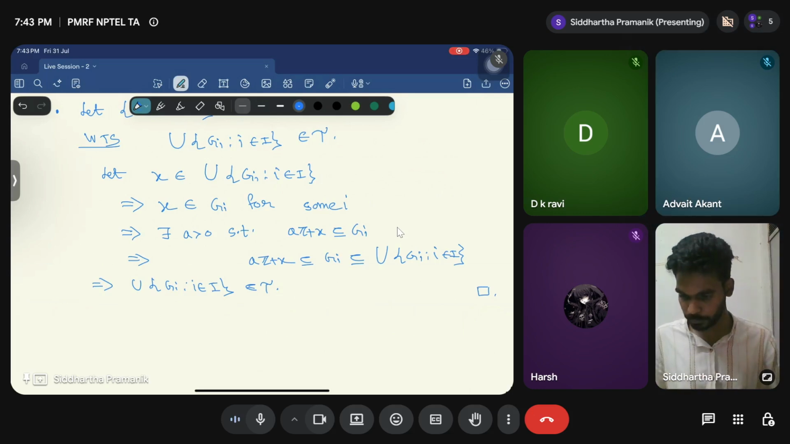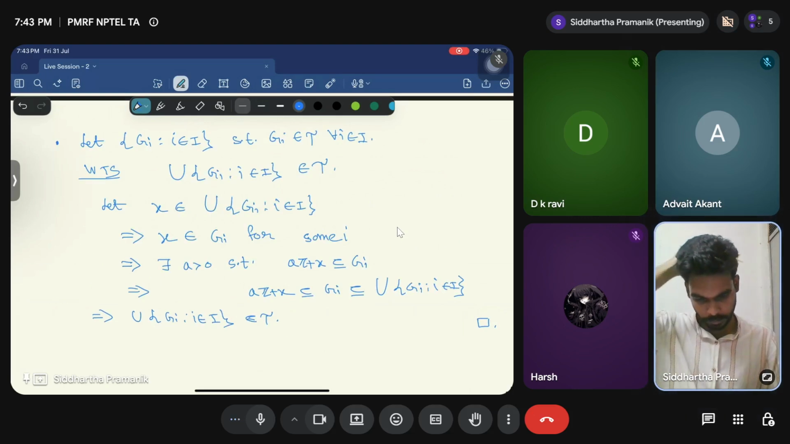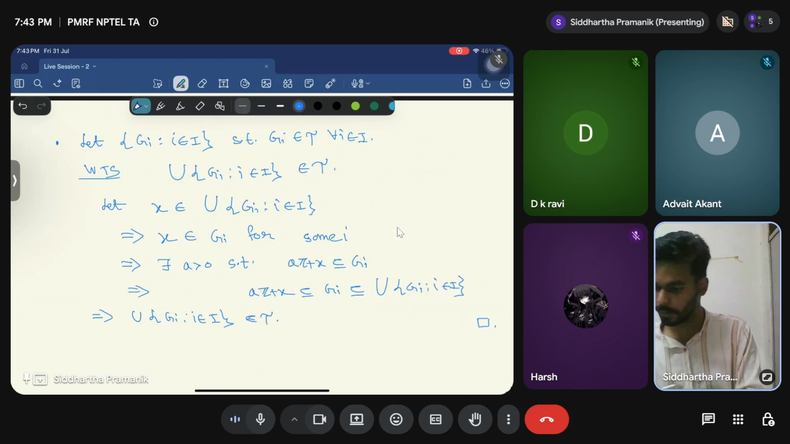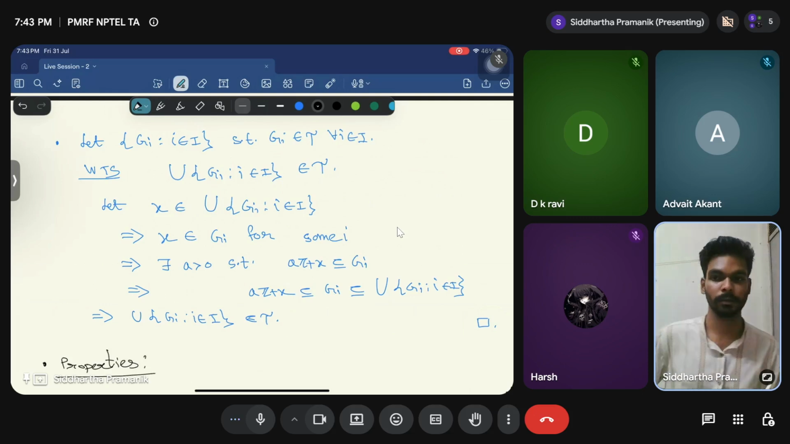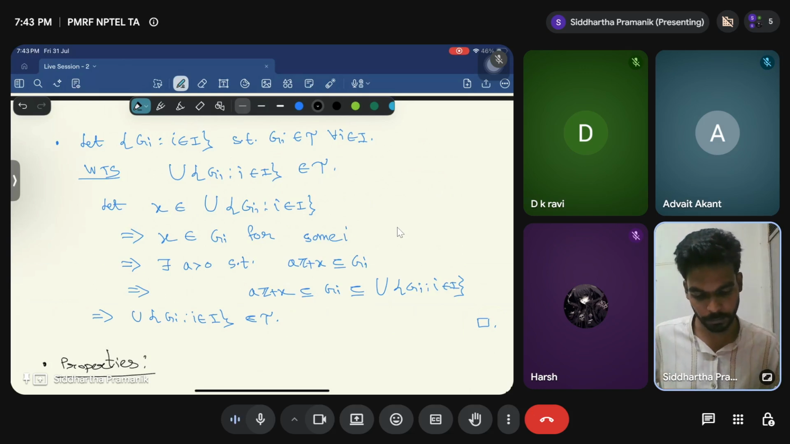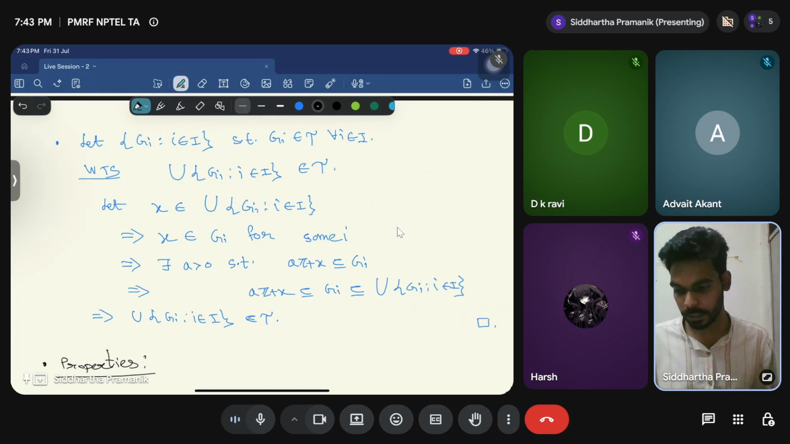Yeah, okay. So now this topology has many interesting properties. Maybe I will mention some properties for the time being. And you might see questions in exams like GATE or other exams from this topology. And also it is interesting.